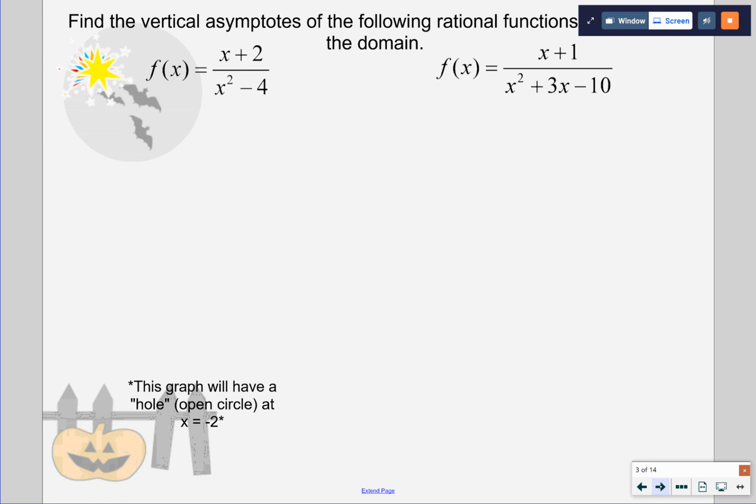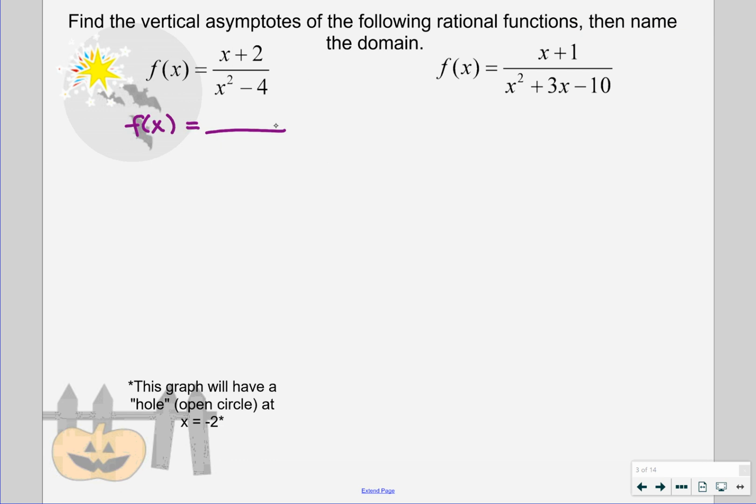All right, so this should be on your paper there somewhere. We're going to find the vertical asymptotes of the following rational functions, and then we'll use that to help us figure out also the domain. So the first thing that you need to do is you need to factor the polynomial completely. Now the numerator in this problem is already linear, x plus 2, so there's nothing that we need to do there. The denominator is difference of squares, so you can factor that.